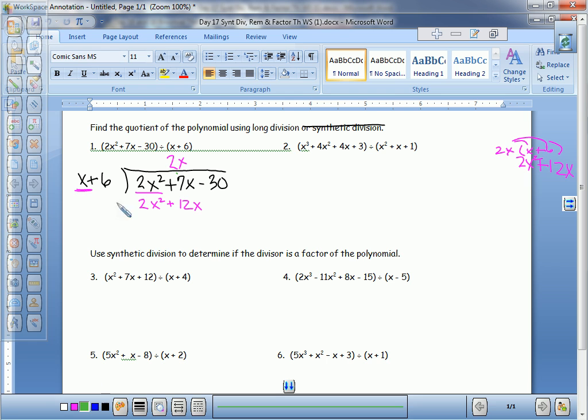All right, so when we subtract, and you may want to do this in a different color, so you always remember, when we subtract, it changes all of the signs. So then we have a negative 5x minus 30, because we always bring down. And then here we say, what do you multiply x by to get negative 5x? And what is that? Negative 5. So now we have to do negative 5 times x plus 6, which is negative 5x minus 30.